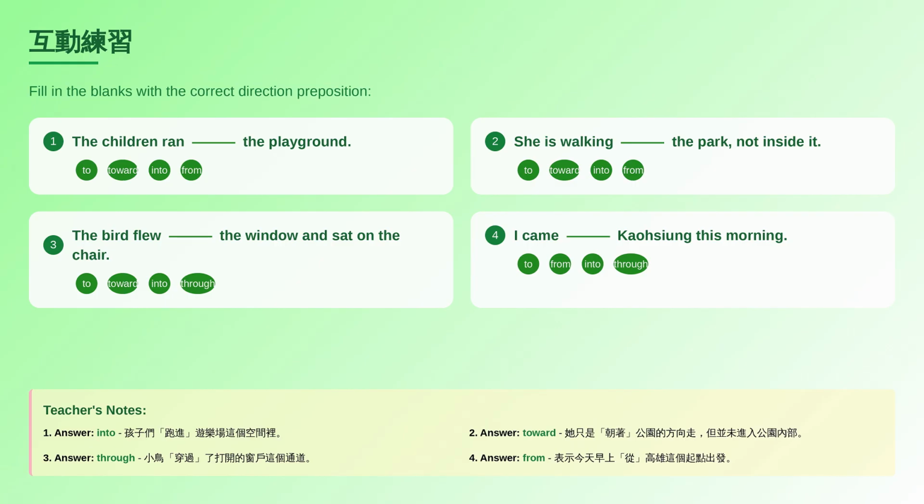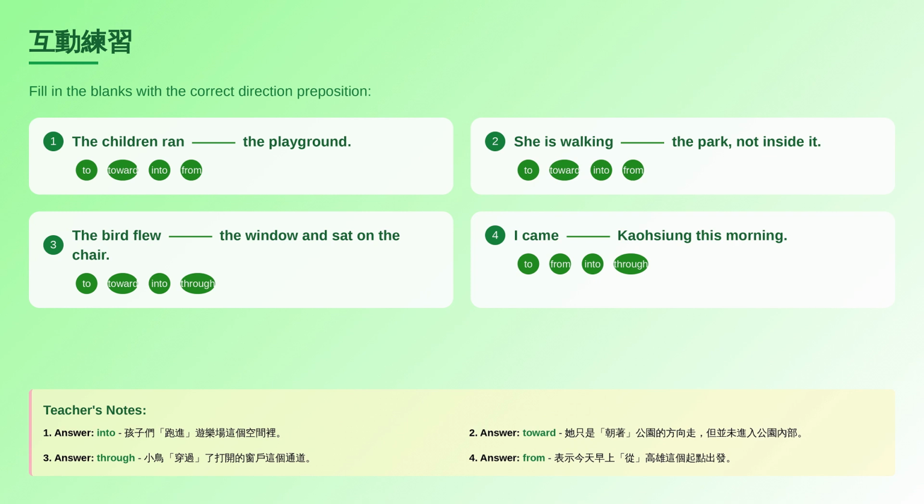Interactive exercise: fill in the blanks with the correct direction preposition. 1. The children ran blank the playground. What should be filled in the blank here? The answer is into. The children ran into the playground. 2. She is walking blank the park, not inside it. What should be filled in the blank here? The answer is towards. She is walking towards the park, not inside it.